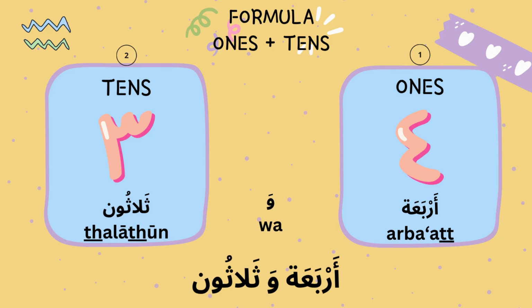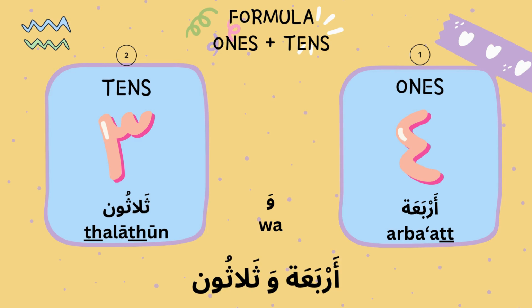We start with the ones number, which is arba'ah. Then we add wa, and finally we add the tens number, which is salasun. When we put them together, we get arba'ah wa salasun. This means 4 and 30, or simply 34.